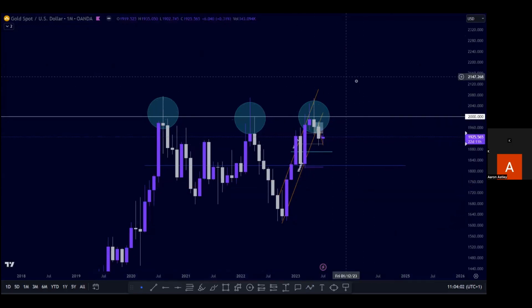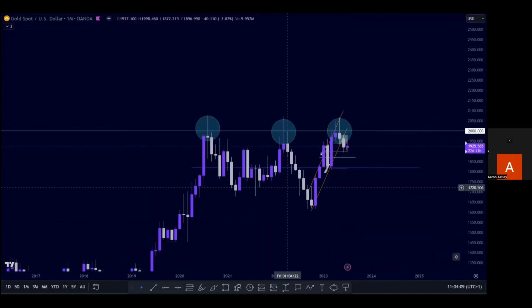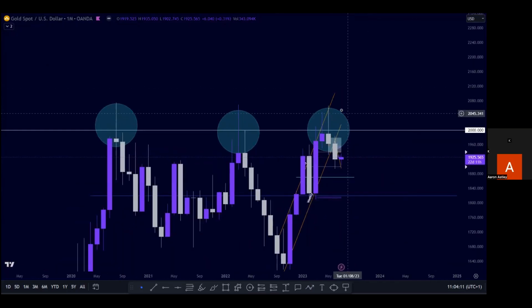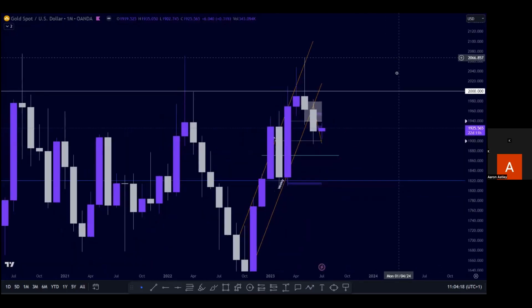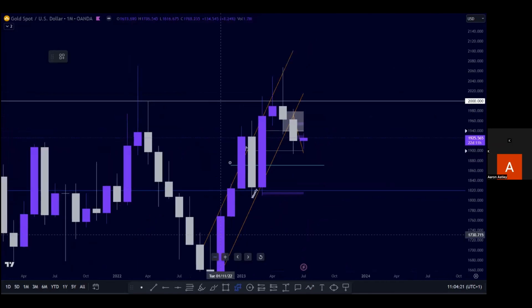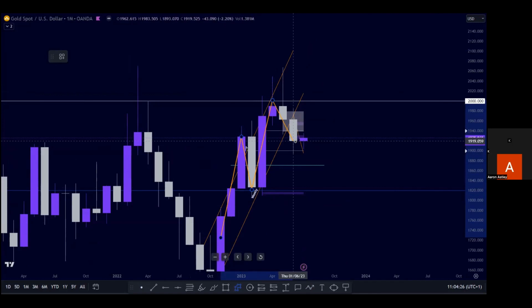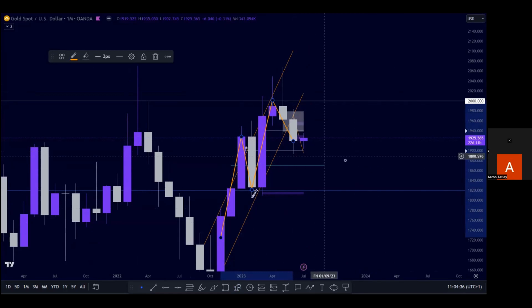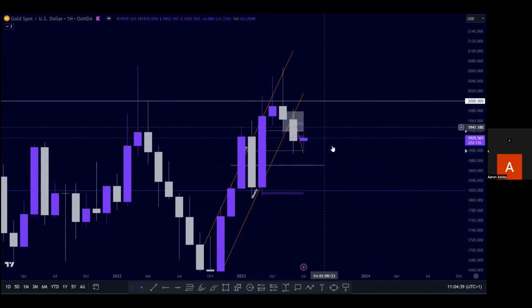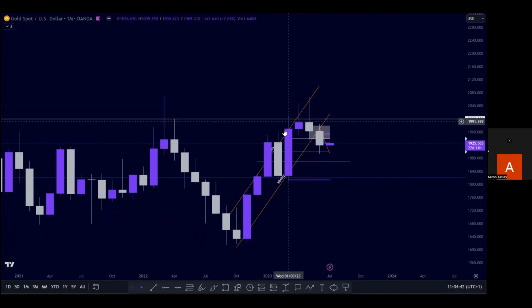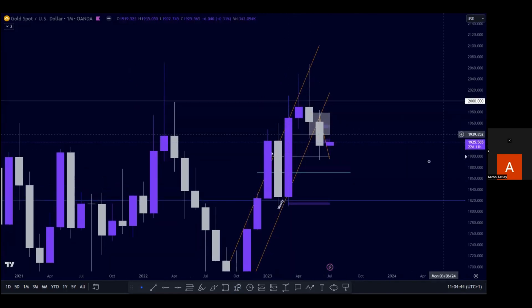But I'm expecting, if we see a closure outside that 2K area, then we will see obviously a lot of movement to the upside. But until that happens, we can't really comment on it. We are on the monthly at the minute. With this structure, we've broken down and we closed below this area of structure, but this previous higher low is still intact. So we're still bullish on the monthly at the minute, even though we're starting to see this pullback and resistance established at that 2K area.